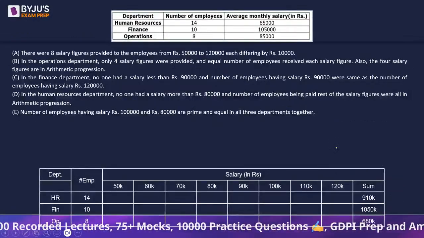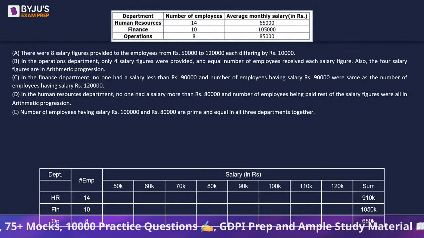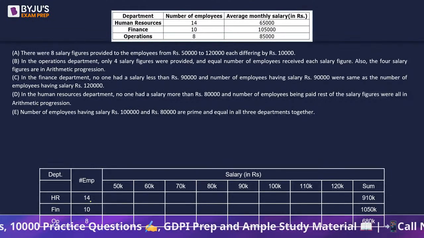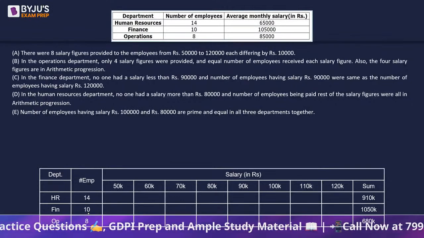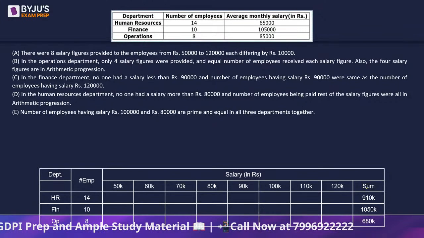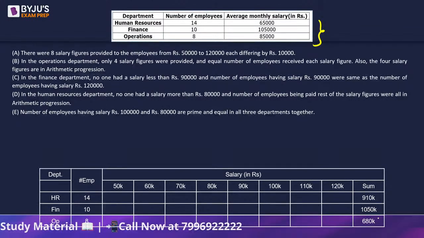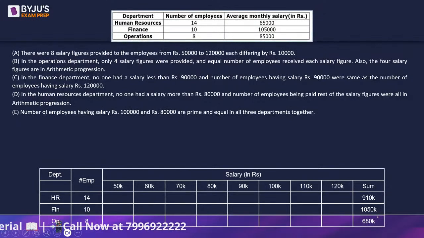So if we draw that table, this is what we are going to get, right? HR department, finance, operations, number of employees are 14, 10 and 8, 50, 60, 70, 80, 90, 100, 110, 120. Sum of, since from the average we have calculated the sum, right? ठीक है, चलो अब एक एक करके शुरू करते हैं. We are done with statement A from in this table.